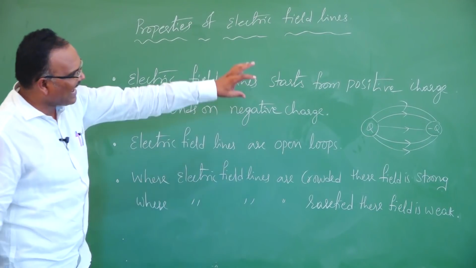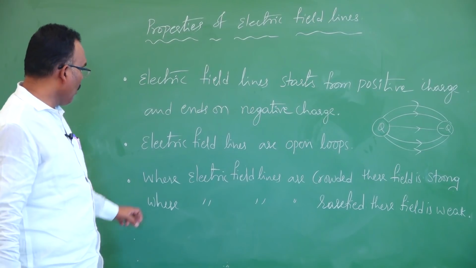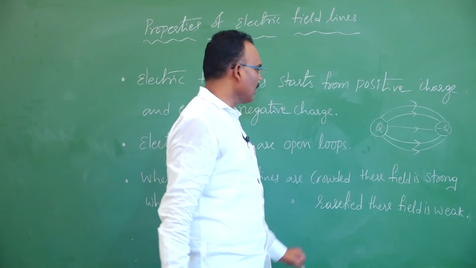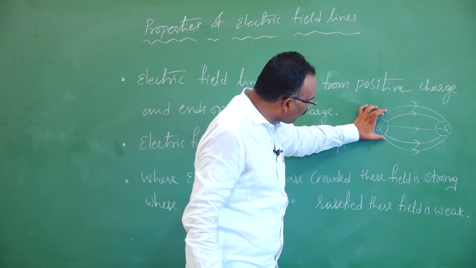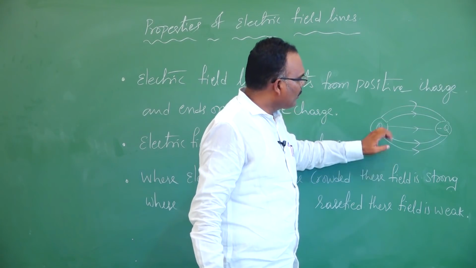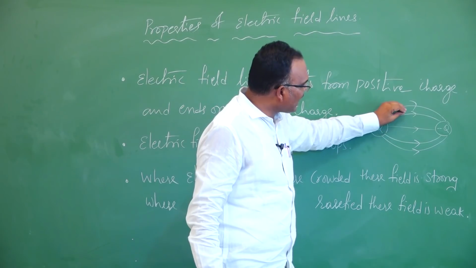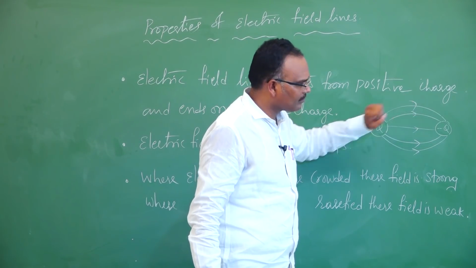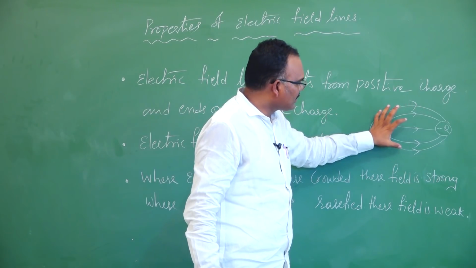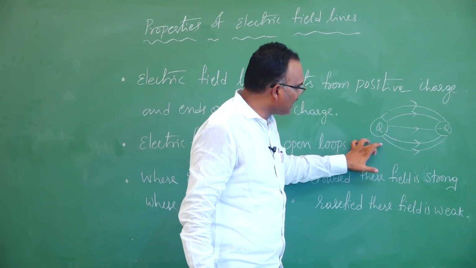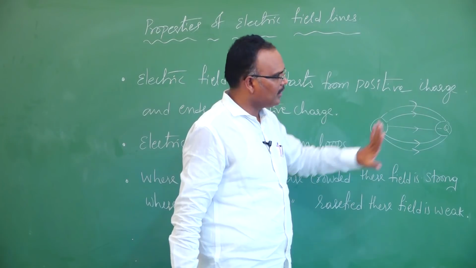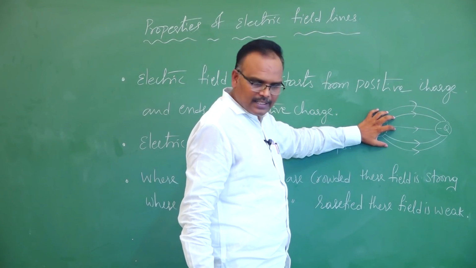And you see that diagram very carefully. Where electric field lines are crowded, the field is strong. Electric field lines are crowded close to the charge, here as well as here. But some distance from the charge, they are rarefied. So here the field line density is less. The same number of lines occupy less area here, and here the same lines occupy more area. That's why here the field density is more.